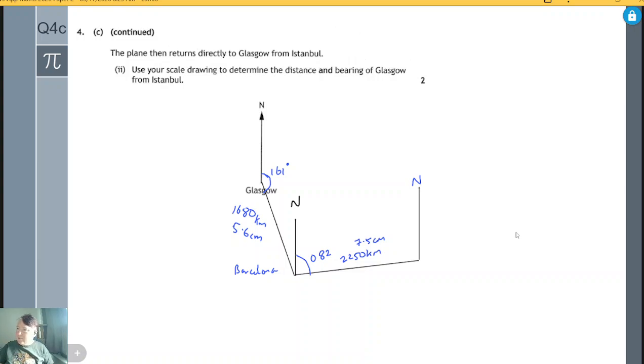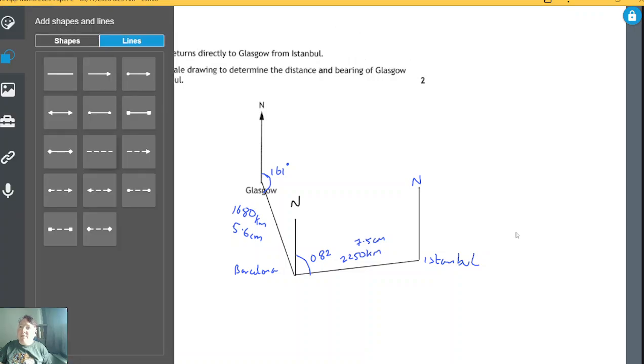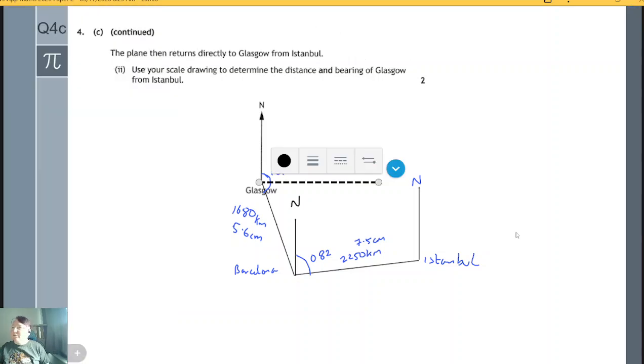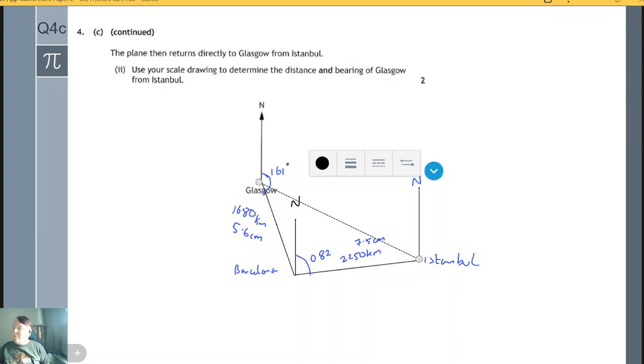There's my original. So what I'm looking for with this one is the straight line. I'm going to make it a dotted line from Glasgow, from Istanbul, sorry, to Glasgow. So that's the one I'm wanting. Okay.